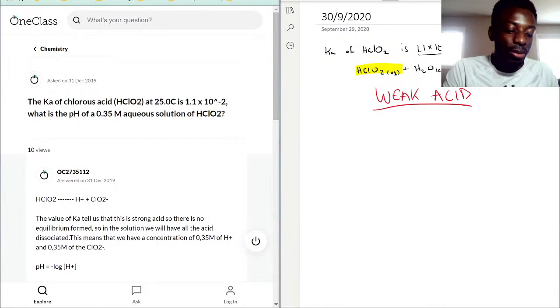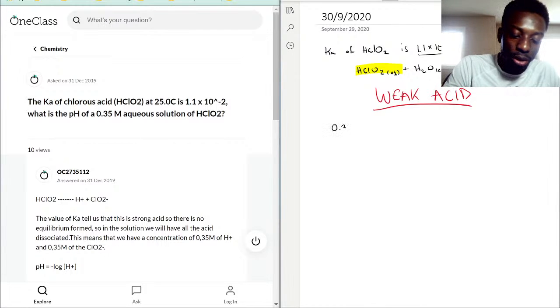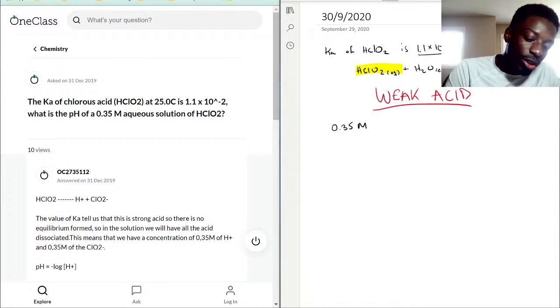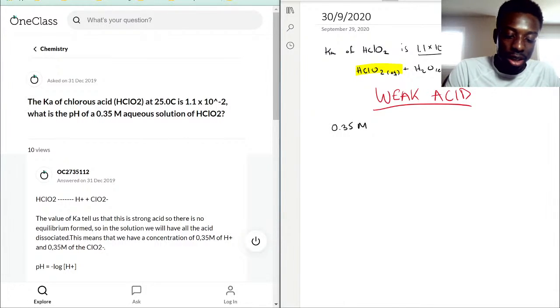So what they're asking for here is, what is the pH if you use 0.35 as the initial amount? If we had 0.35 moles per liter of HClO2, what is the pH going to be? And so what we do to solve this, okay, is that because it's a weak acid, we need an ICE table.